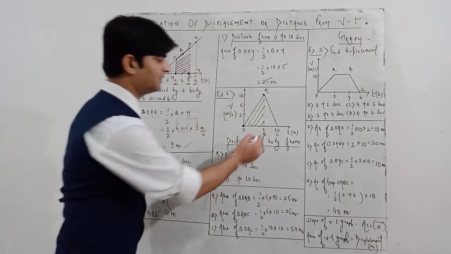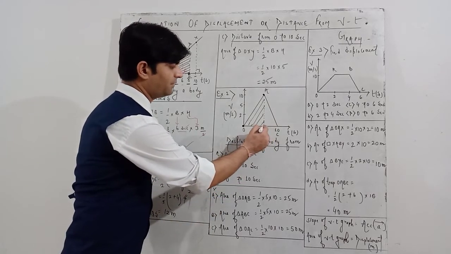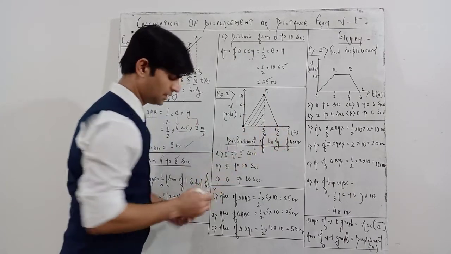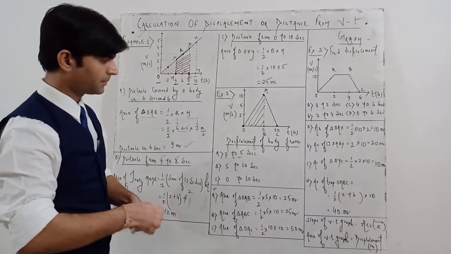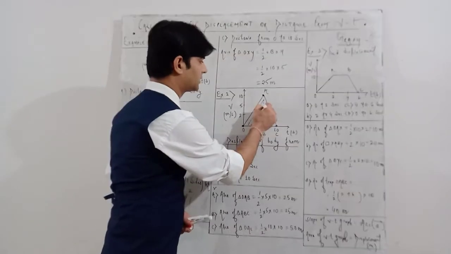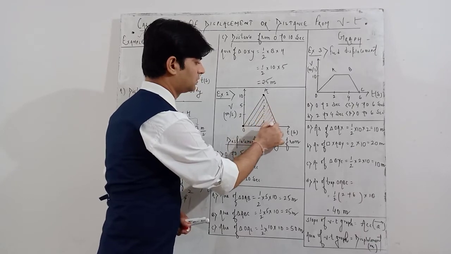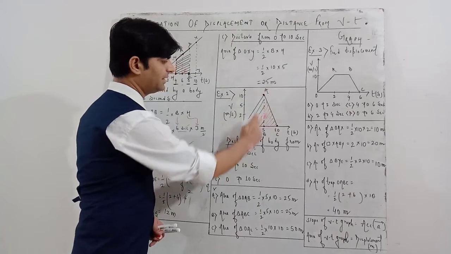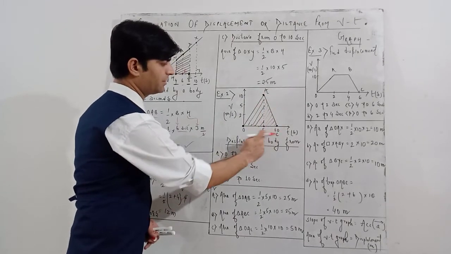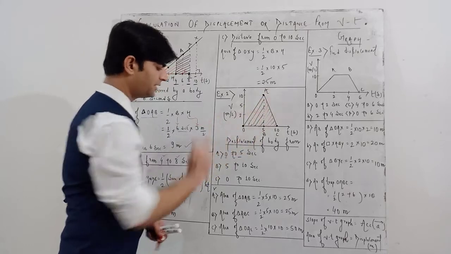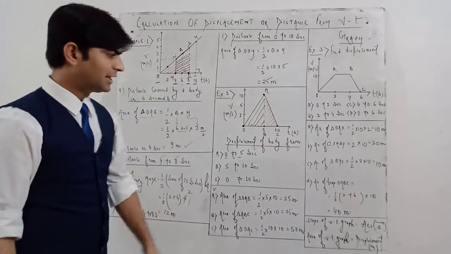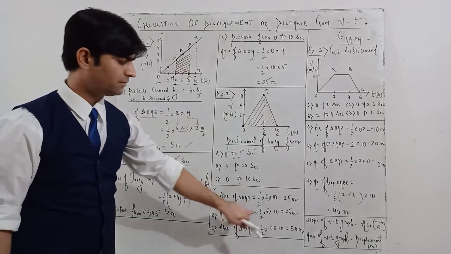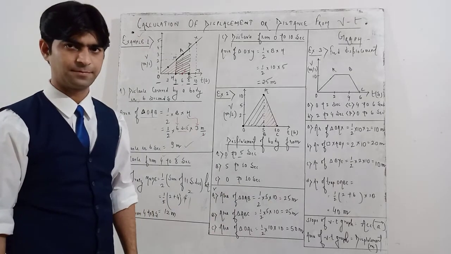Second, 5 to 10. That means this second part. 5 is this point and 10 is this point. You have to take this graph from 5 to 10 seconds. If you shade 5 to 10, you will get this portion. Again it is area of triangle ABC for 5 to 10 seconds. Half of base into height. Base is 5 to 10, that is 5 meters, and height is 10. So half of 5 into 10, again 25 meters.